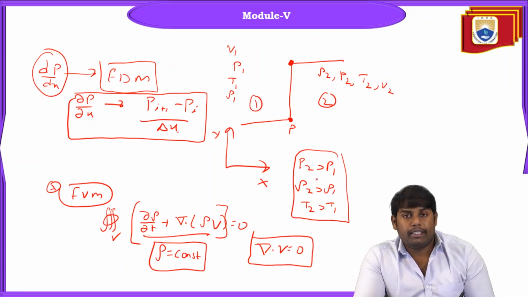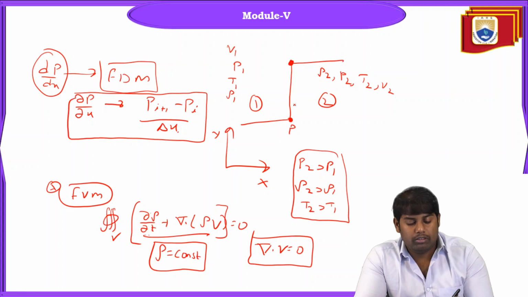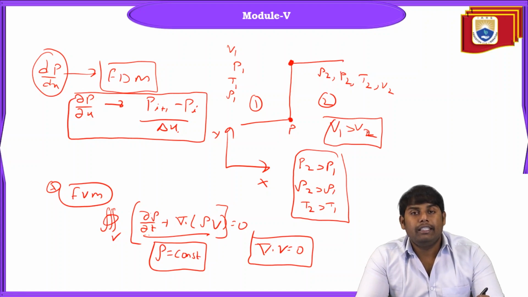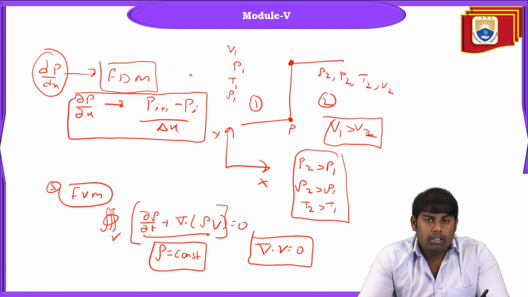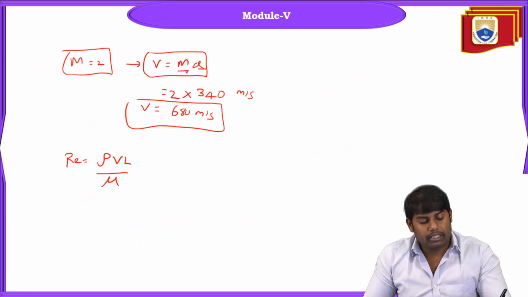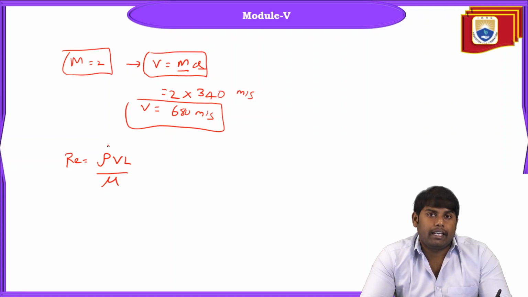Fine. Next, it is decelerating the flow. What is the meaning? Let's say V1 is greater than V2. Only the flow velocity is decreased across the shock, but the static pressure, temperature, and density have increased. Fine. So there is a change in density. So across the shock, what happens actually? The Reynolds number is increasing.